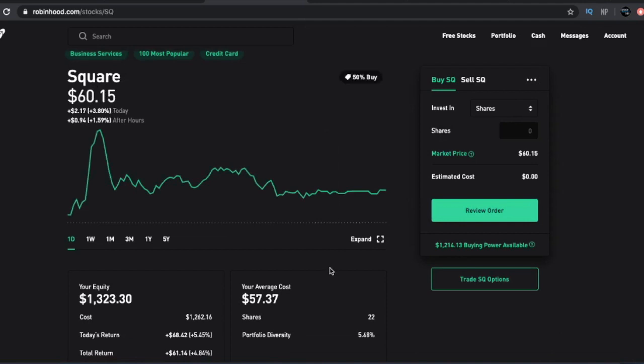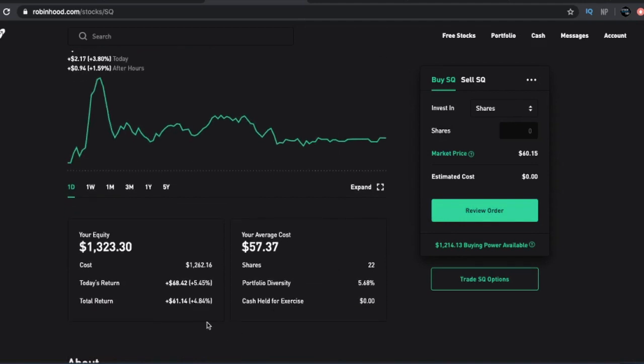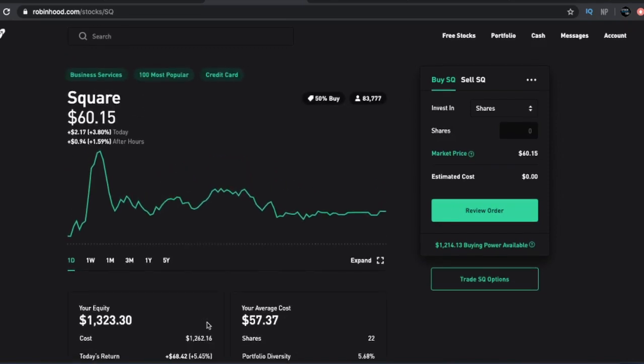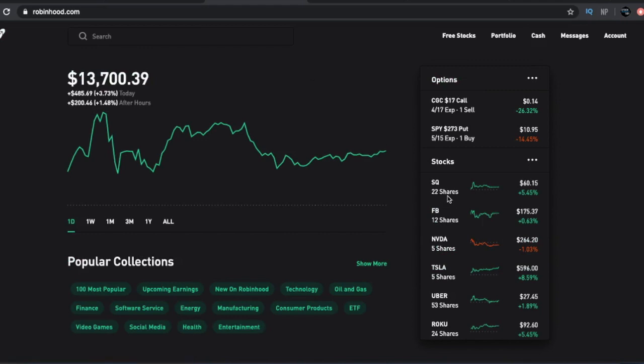Square's at $60.15, up 3.8% today. And right now, my total return is up above in the positive at 4.84%, which is at $61. So this is why I'm not buying anything right now, because I am above my average cost.